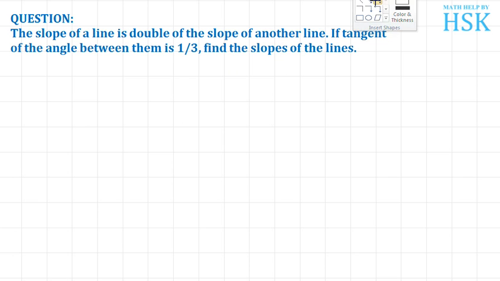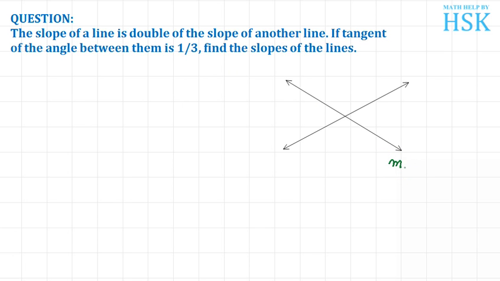So we have been given in this question that we have two lines like this, and obviously they are going to have some slope. So the slope of one line is m1 and the slope of the other line is m2. This can be written as m and 2m. This means that if the slope of one line is m, then the other line is 2m, because the slope of one line is double the other.